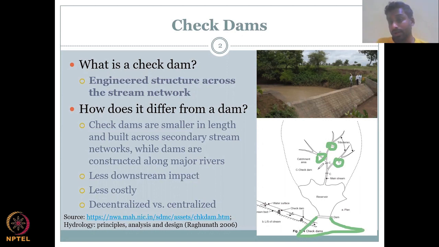Now, this is easier to maintain because people, power, etc. are easier if you have a decentralized system for water. Otherwise, the controlling agent would be sitting on one end of the watershed, whereas people are fighting for water on the other end. So that distance is a big problem.